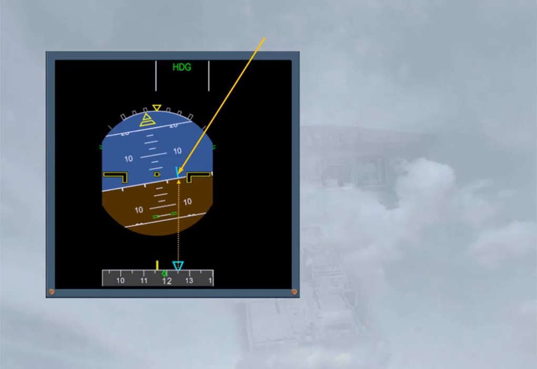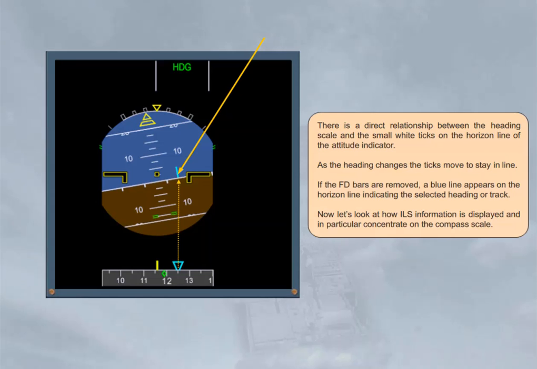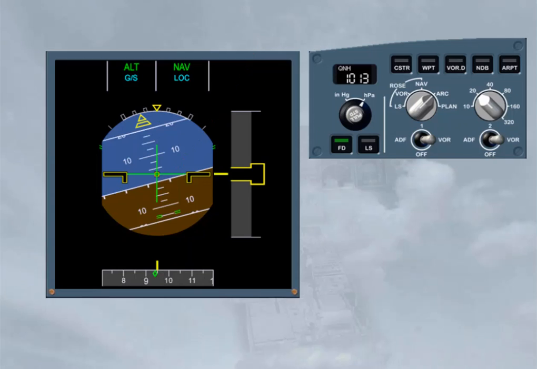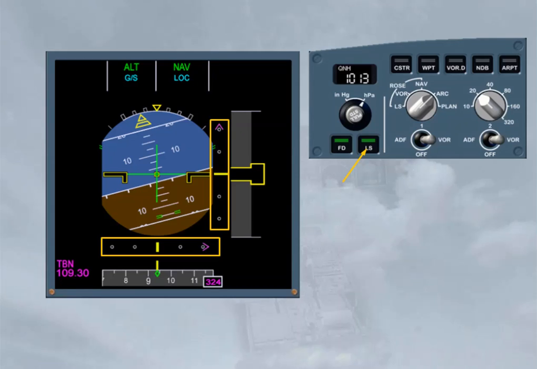Now, let's look at how ILS information is displayed and in particular concentrate on the compass scale. When the approach has been selected, an amber ILS indication flashes on the PFD, as long as the LS push button is not pressed on the EIS control panel. Notice that the lateral and vertical deviation indication scales and the ILS information are now displayed. Note, if the tuned ILS has a DME, the related distance is also shown.